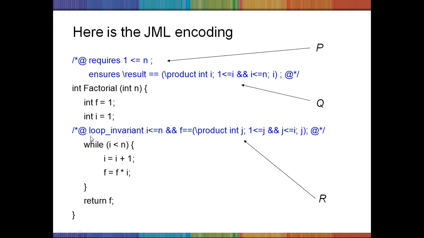And loop invariant, here within the multi-line comment, loop underscore invariant, this is the default expression. How long this particular loop has to run, that is I less than or equal to n, and f is equal to the product of int I, that is the same condition that we have used here to be used here. So this is the way the JML encoding will be done while writing the Java program for precondition and postcondition.